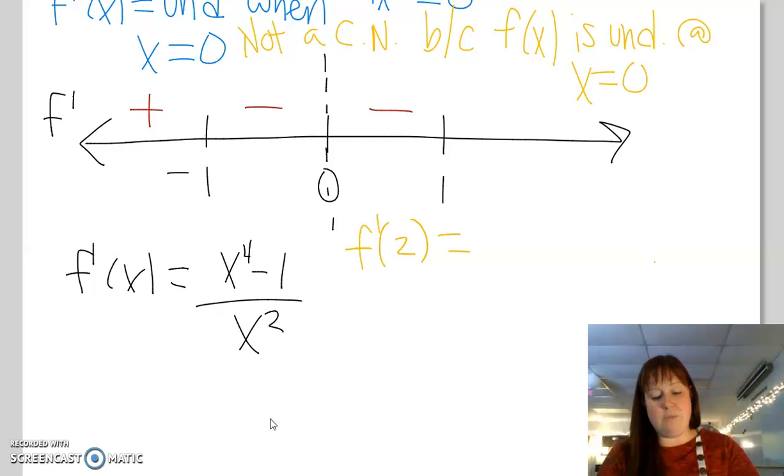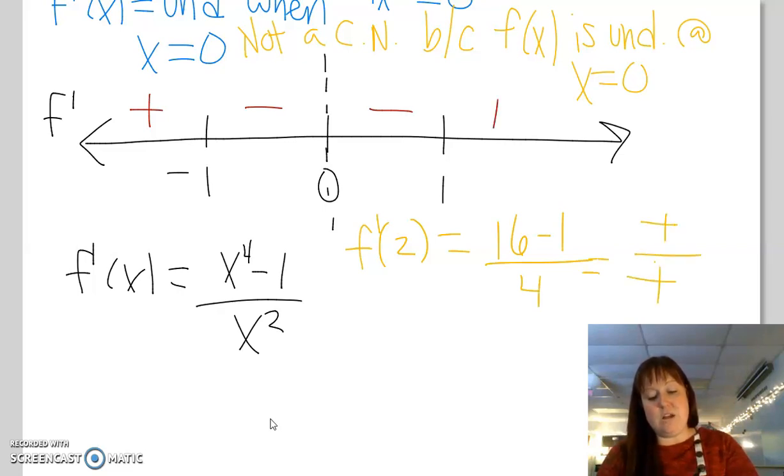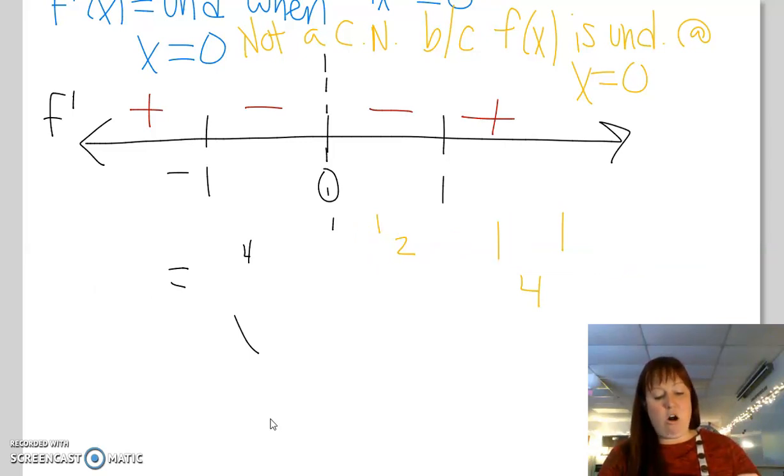So we're going to do f prime of 2, which is going to be 16 minus 1 over 4, which is again going to be a positive over a positive. So it's positive here. Okay, so let's see what that actually means. So all of that algebra is just to give us a good picture.